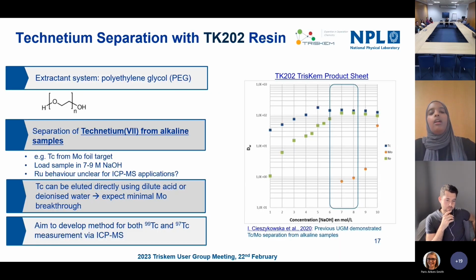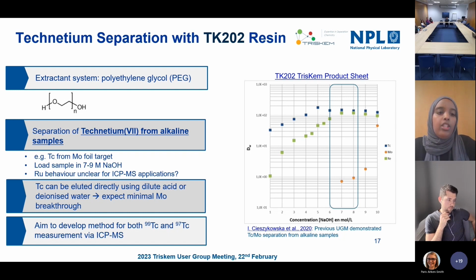To do this, there is another TK resin that is very well suited for this, and was presented, I think, in the UGM two years ago by a group over in Palatin, who have looked at using TK202 for separation of molybdenum from technetium.